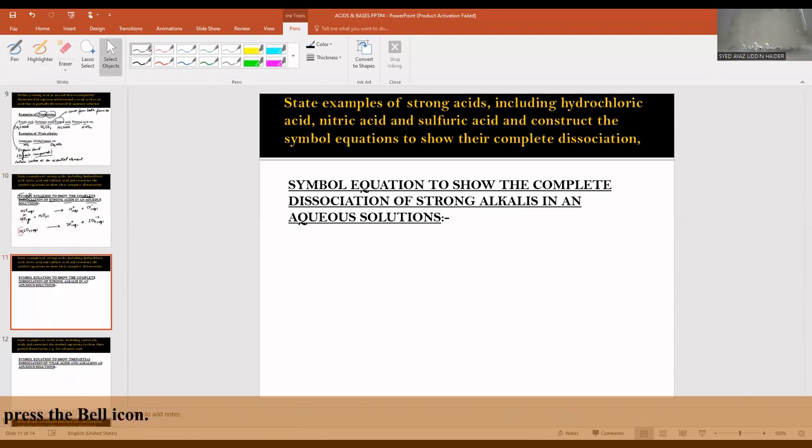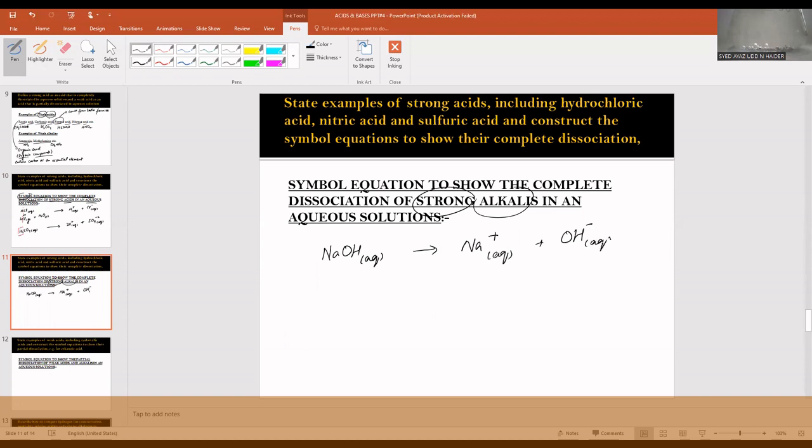Now let's do this for strong alkalis like NaOH, sodium hydroxide. NaOH aqueous, it will produce Na positive aqueous plus OH negative aqueous. In the same way, you can construct the ionic equation for other strong acids and strong alkalis.